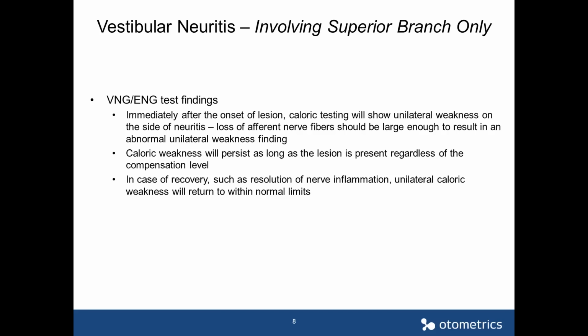The caloric test can tell us whether this lesion is permanent or long-standing, or whether it recovers. So it can distinguish the type that's caused by inflammation versus the type that's caused by degeneration. In the case of inflammation, the caloric weakness will disappear after the recovery.